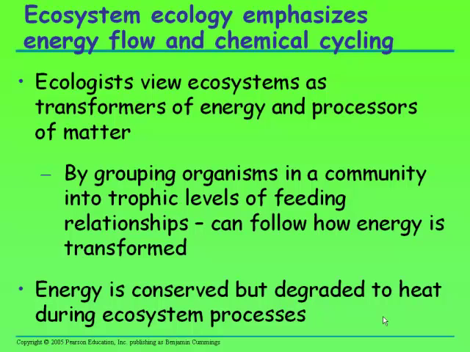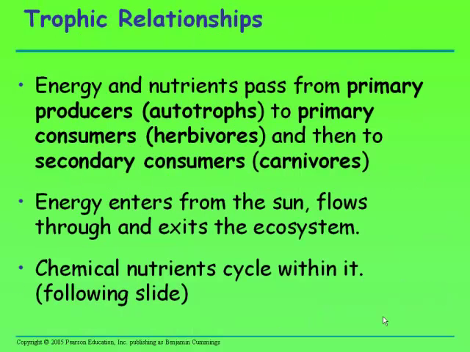So the ecology of ecosystems emphasizes energy flow through the ecosystem and chemical cycling. Ecosystems are transformers of energy and processors of matter. Ecologists group organisms in a community into trophic levels of feeding relationships, so you can follow how energy is transformed. Energy is conserved but degraded to heat during ecosystem processes.